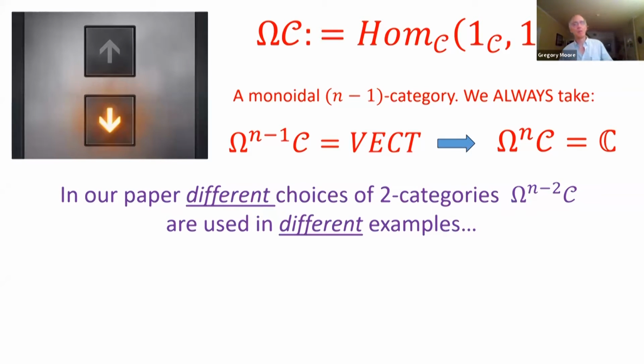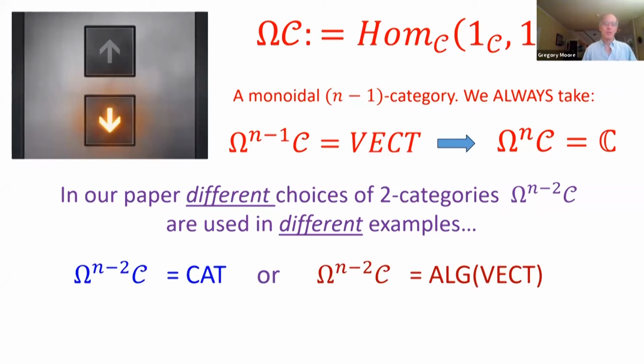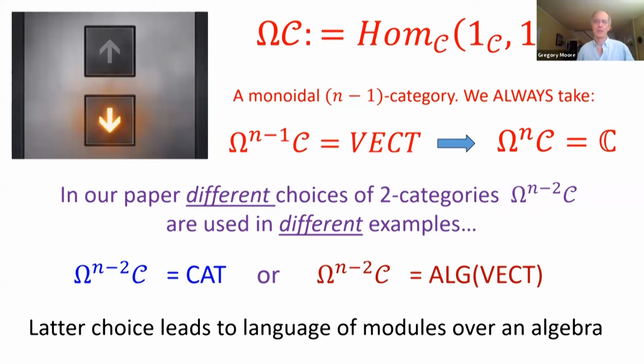On the other hand, in our paper, different choices of 2-categories are used in different examples. In some examples, we take the 2-category from looping n-2 times to be the 2-category of categories I described before. And in other examples, we take the 2-category to be the 2-category of algebras in vector spaces. The latter choice is quite nice because it leads to a language of modules over an algebra. And at the end of the talk, I'll be coming to that.